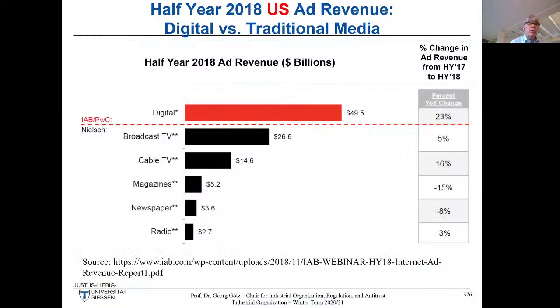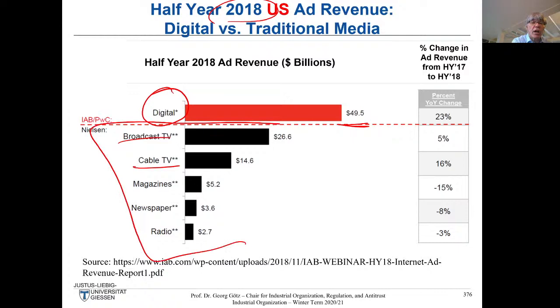And what became more and more important in the previous years is, of course, digital advertising, online advertising, that is advertising on web pages. What you get from here is that half of all advertising in the first half of 2018 was already digital advertising. So more than broadcast and cable TV, actually more than all other categories together. And of course, it's the category which features the highest growth. So you see there was a huge change compared to 20 years ago.